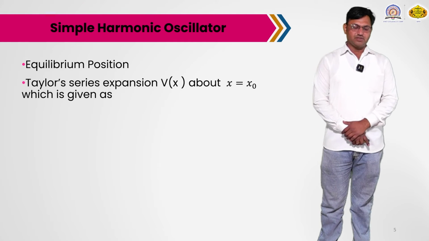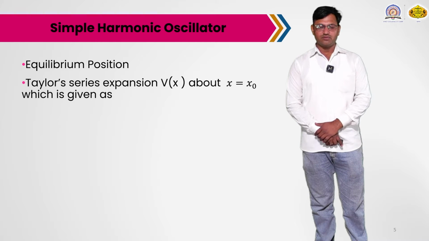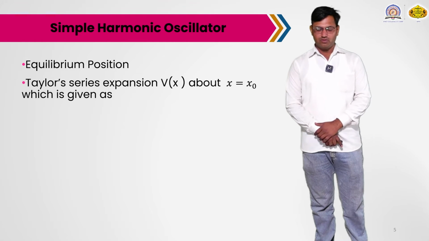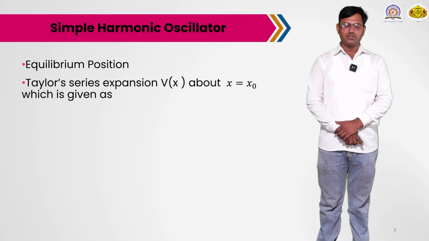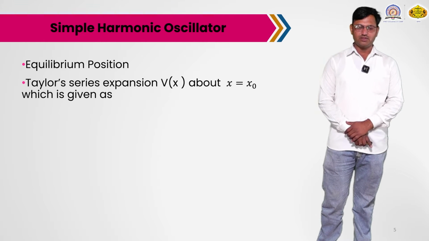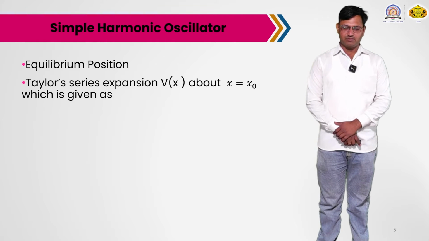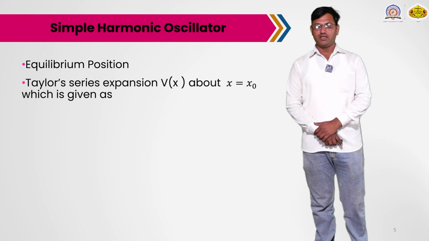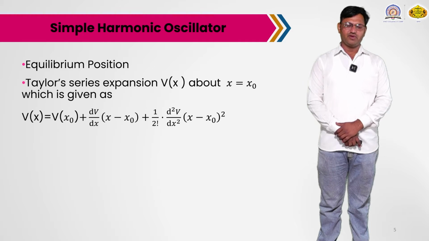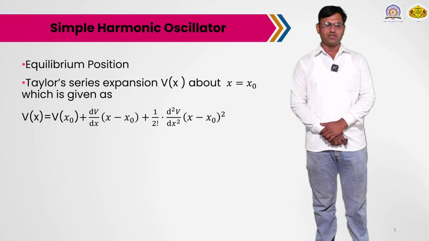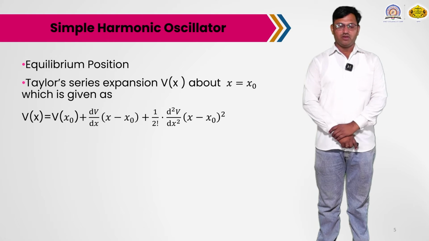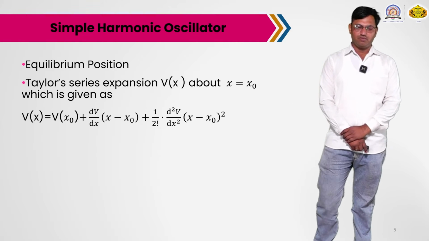Next, the Taylor series expansion of V of x about x equal to x naught. That means suppose the displacement of the particle is zero, that position is the equilibrium position of the particle. And suppose the displacement is x naught, a very small displacement. Applying the Taylor series expansion about x equal to x naught, V of x is equal to V of x naught plus dV upon dx times x minus x naught, plus 1 upon 2 factorial d square V upon dx square times bracket x minus x naught bracket square.